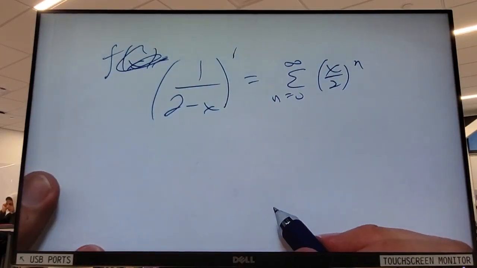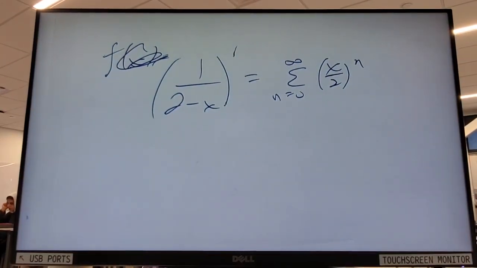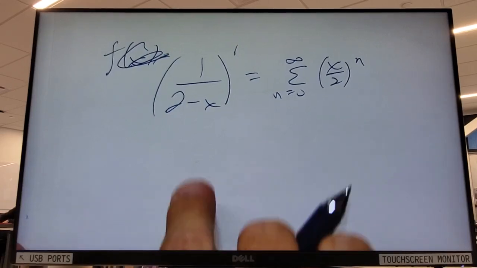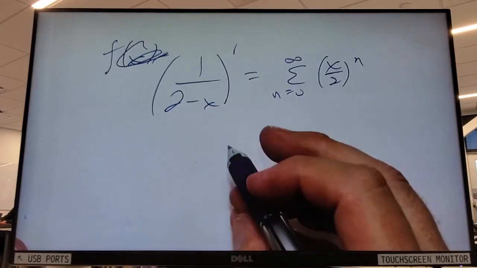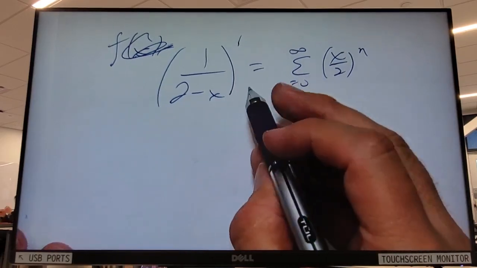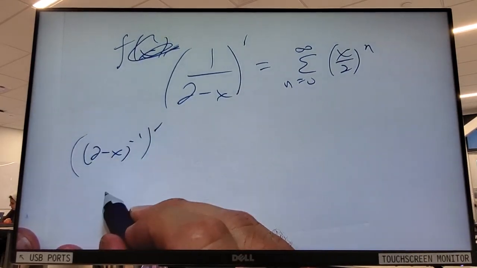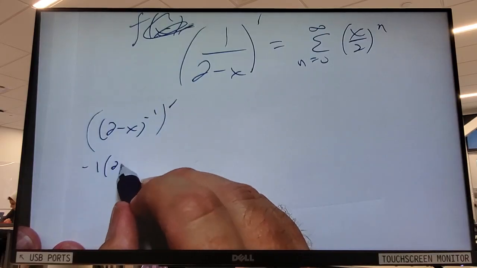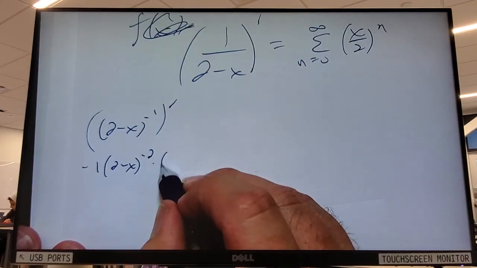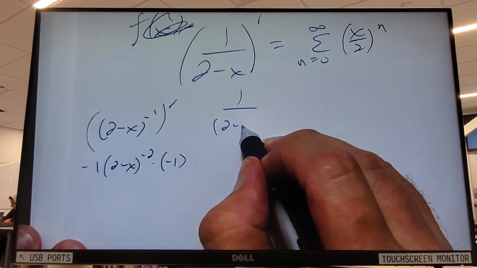What's this guy's derivative? I don't think we're going to have a problem here. Do you guys see what this guy's derivative is? Based on what we just said earlier, if you do 2 minus x to the negative 1, what's this guy's derivative? Negative 1, 2 minus x to the negative 2 times negative 1. So it just becomes 1 over 2 minus x squared.